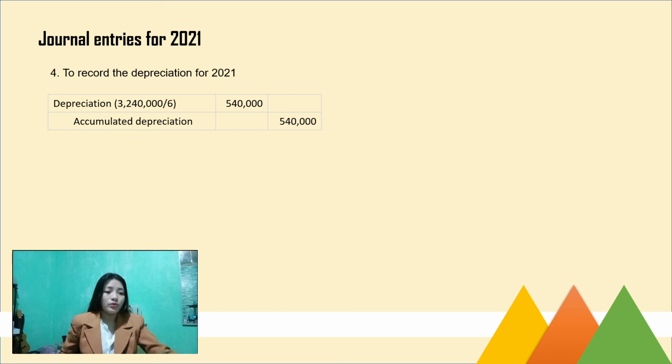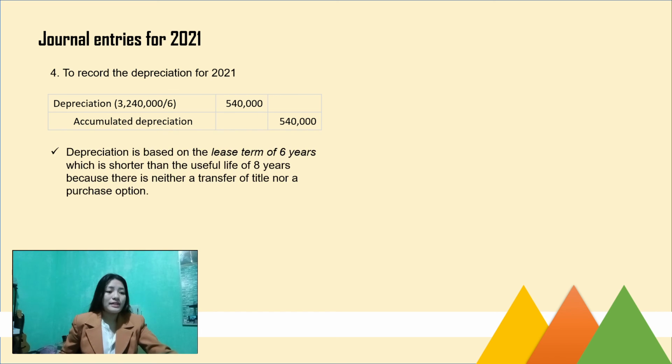So, yung 3,240,000, ito yung amount ng right of use asset natin. Then, i-divide natin sa 6 or sa 6 years, which is the lease term. So, depreciation is based on the lease term of 6 years, which is shorter than the useful life of 8 years because there is neither a transfer of title nor a purchase option.